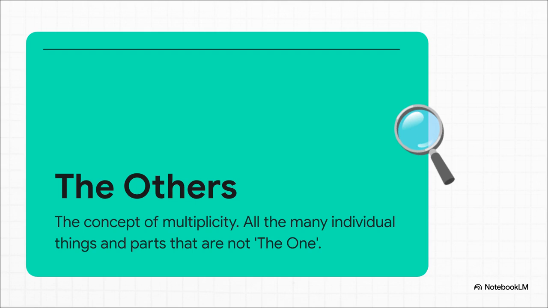And then you have the others. This is, well, it's everything else. It represents the idea of multiplicity, all the separate individual things in the universe. You know, this screen, your hand, every single leaf on every tree. If it's not the absolute, indivisible one, then it belongs to the others.